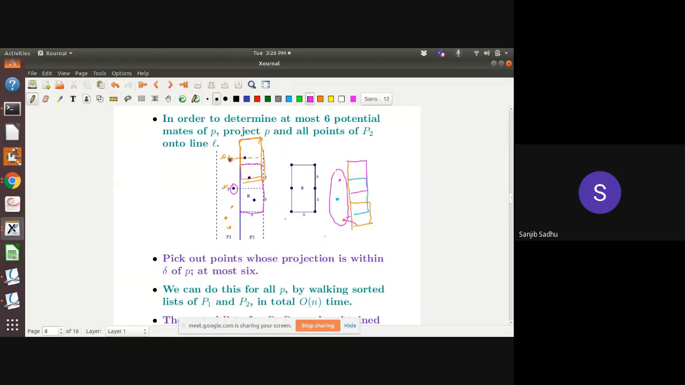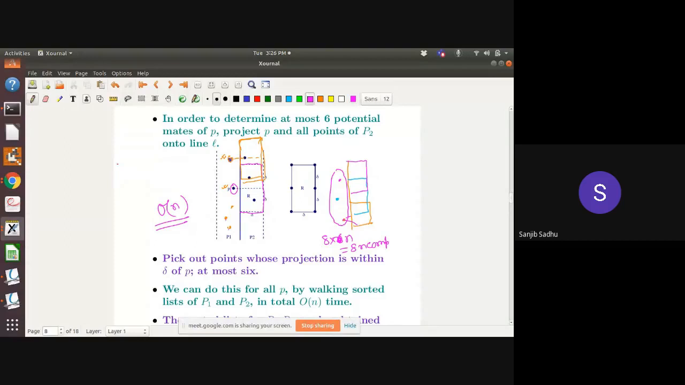So 8 into n, 8n comparisons. That means I need a linear number of comparisons. Big O of n comparisons are required. Fine. But please remember, I can do this only if the points are pre-sorted, which means before starting the algorithm, the points are already sorted.